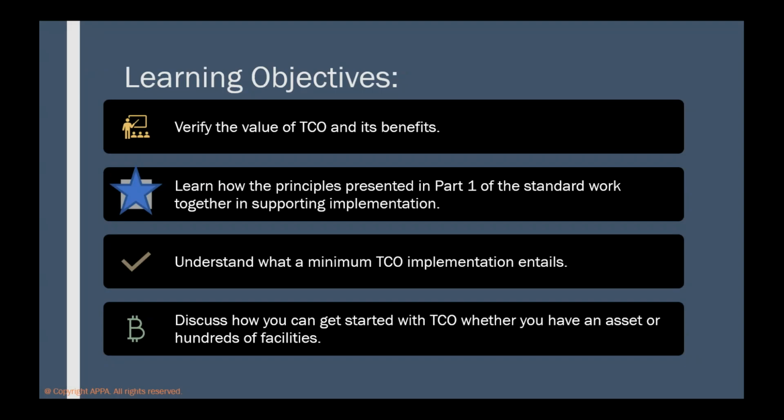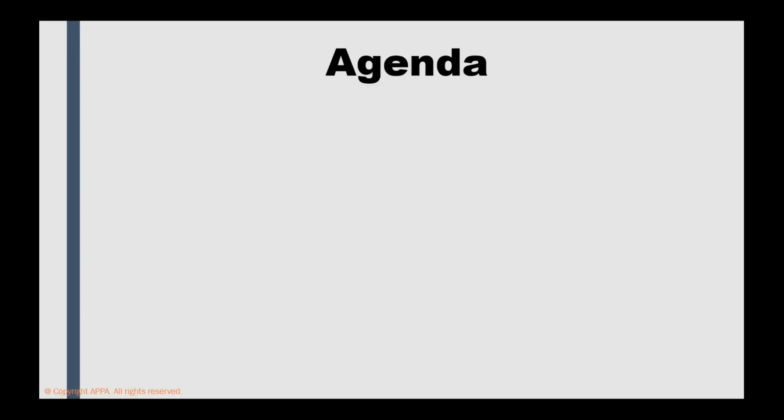We have 4 learning objectives today, and what we're trying to do is give you information to get you motivated to move right into implementing as soon as the standard comes out, or even work before that. We want to identify the value of TCO and its benefits, learn the principles and how they apply now to implementation. We're also looking at what a minimum TCO implementation entails, and then what you can do today to get started, whether you have just one asset or multiple assets.